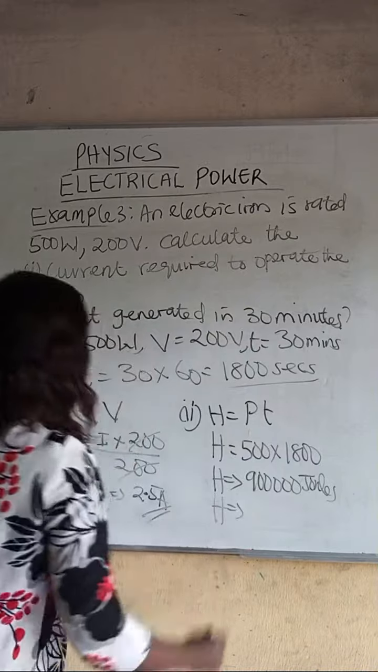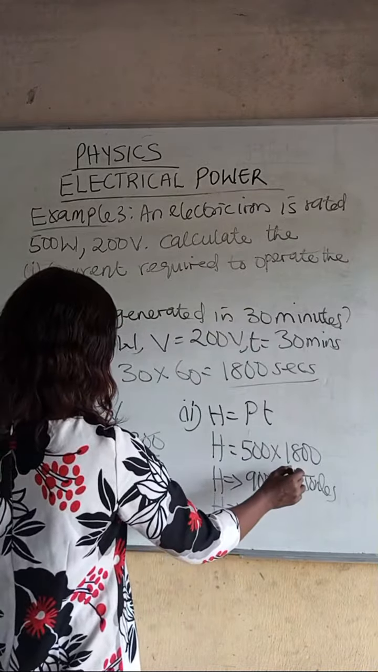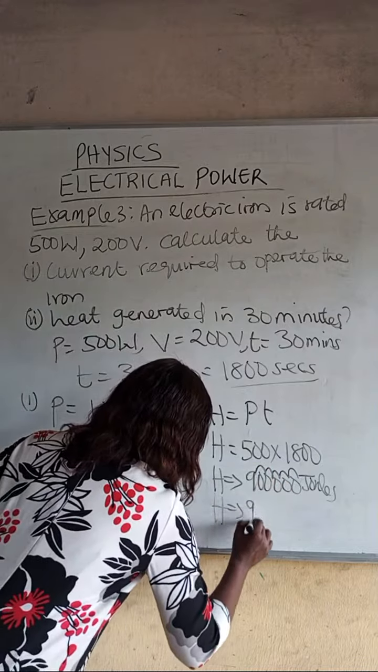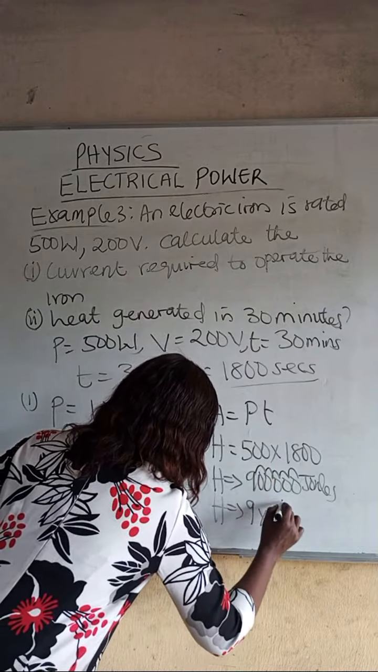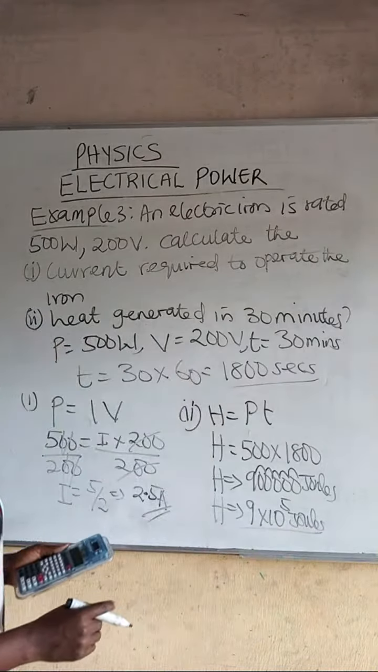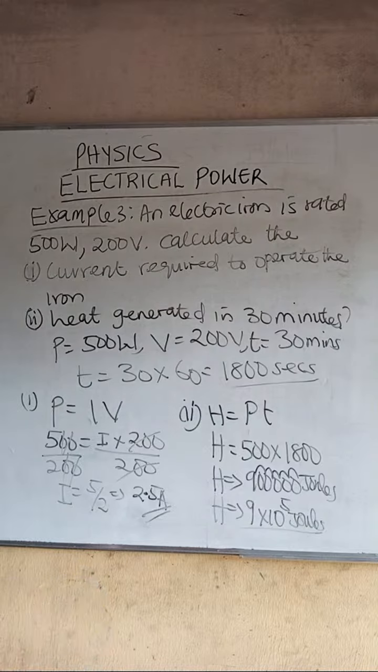If I want to put it in standard form, I'll go this way: 1, 2, 3, 4, 5, right? So this is 9 times 10 raised to the power of 5 joules. Do you understand? Okay. Let me do a recap.